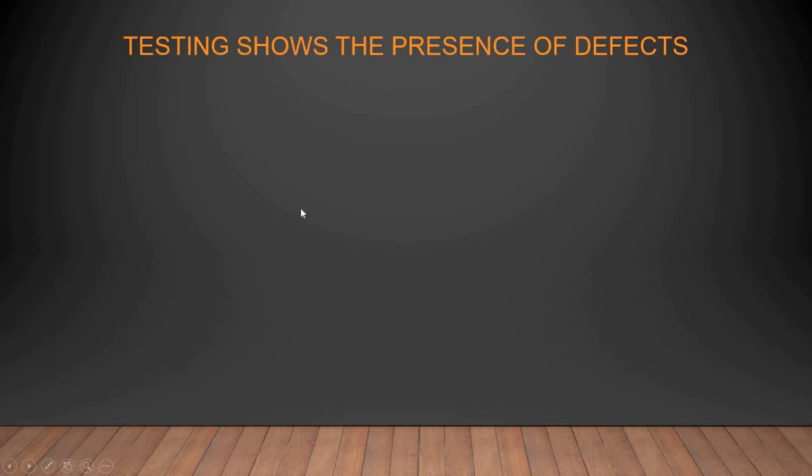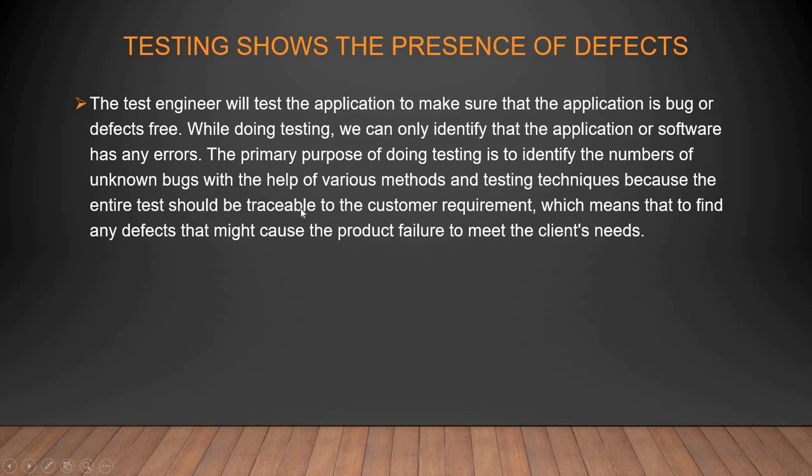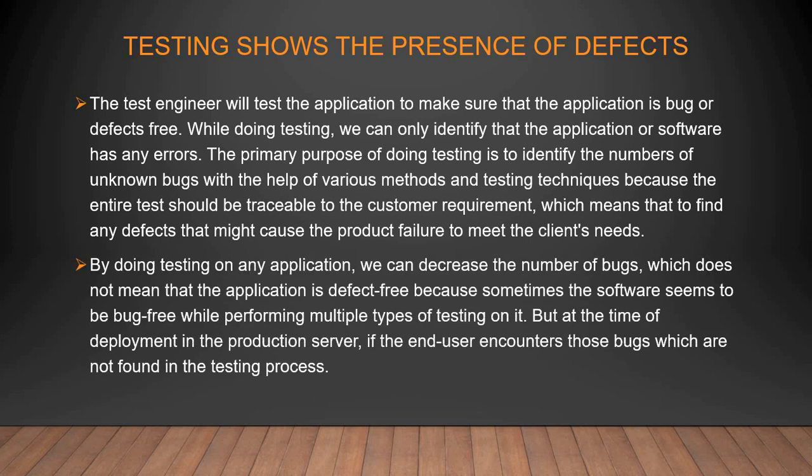Let's begin with testing shows the presence of defects. The test engineer will test the application to make sure that the application is bug or defect free. While doing testing, we can only identify that the application or software has errors. The primary purpose of testing is to identify the number of unknown bugs with the help of various methods and testing techniques, because the entire test should be traceable to the customer requirements, which means finding any defect that might cause the product to fail to meet the client's needs.